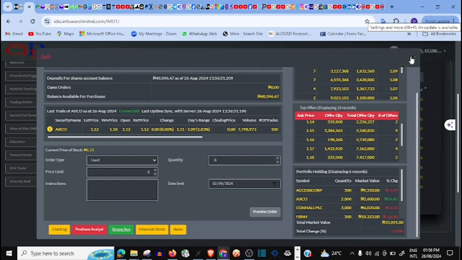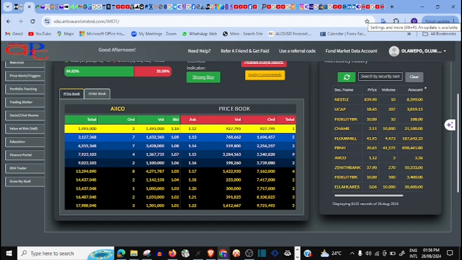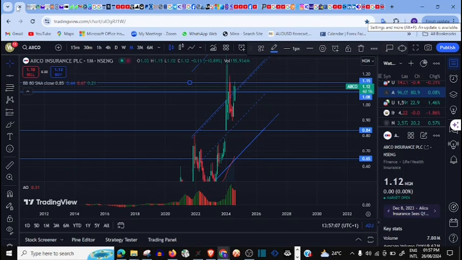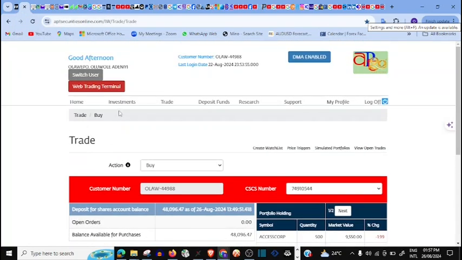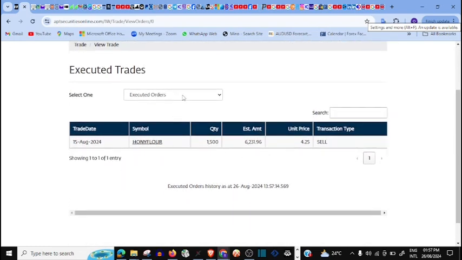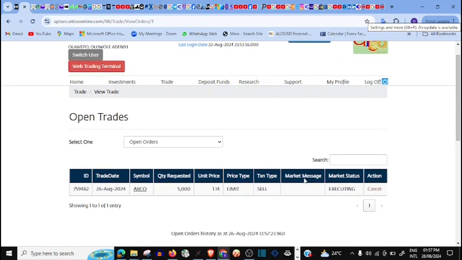So that order is going to be added to this price here. That 5,000 units is going to be added to the people that want to sell at that price. So let me now come to my chart here. From my back end, I can quickly check trade history to see if that order was placed or it was rejected. This is the most recent executed trade. Let me go to open trade. Open trade, yes. So my sell limit is actually being executed.